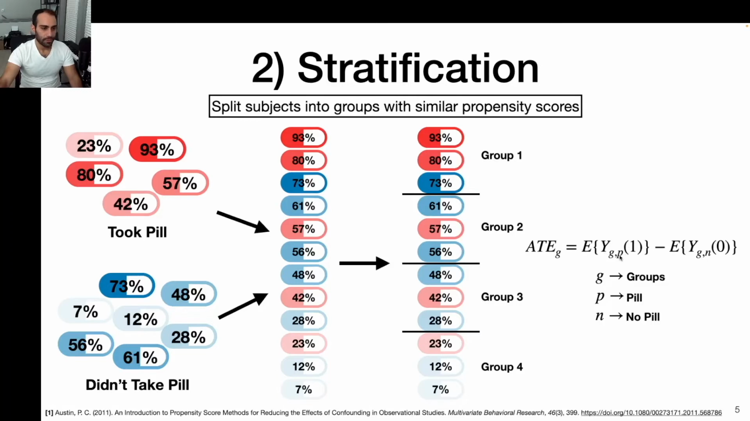So looking at this term, this is the expectation value, the average outcome for the people that took the pill, let's say in group 1, so let's say G is equal to 1. Then we look at the average outcome for the people that didn't take the pill, and since it's just one person, we just look at this one person's outcome, and then we take the difference, and then we have the average treatment effect for group 1. We can do the same thing for group 2, then for group 3, and group 4. So we have 4 average treatment effects, and then we can go a step further and compute the average of these 4 averages and get an overall average treatment effect.